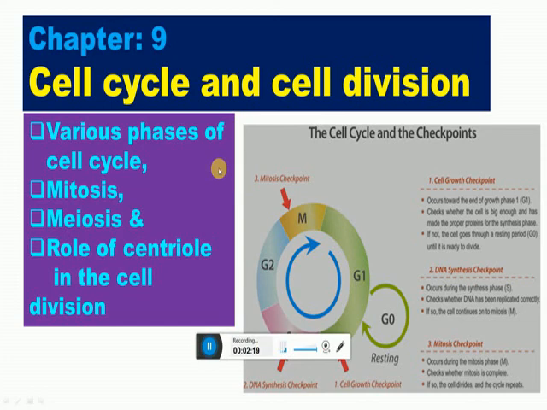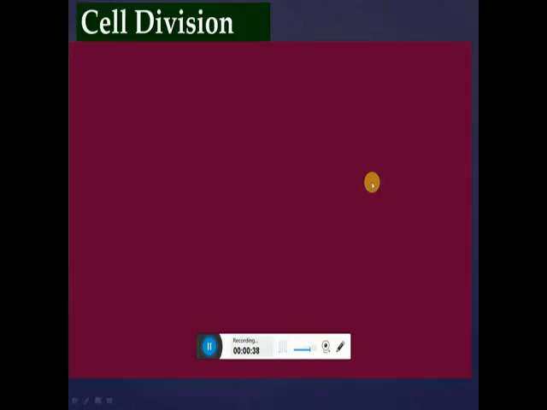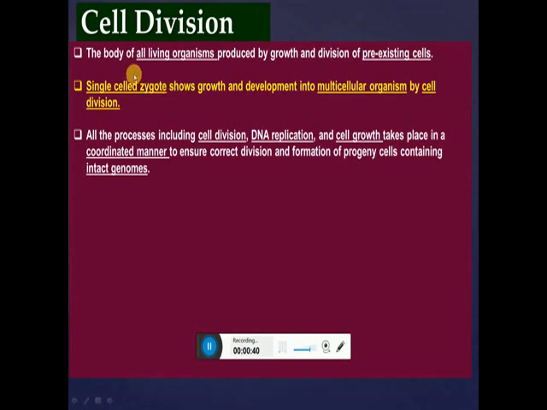So concentrate, starting from the meaning of cell division. Cell division: the body of all living organisms is produced by growth and division of pre-existing cells. जो सेल पहले से होती है उससे ही नई सेल बनती है, either it is a single cell or a multicellular organism. A single-cell zygote shows growth and development into a multicellular organism by cell division. It is also called the cleavage.